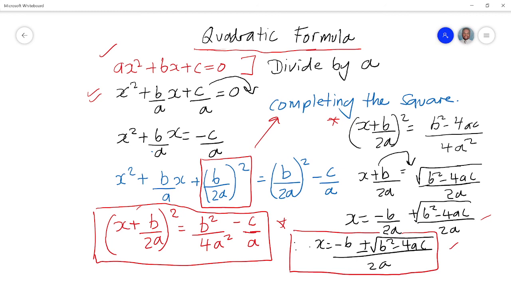over 2a. The reason why it's plus or minus is because when you find the square root of a number, the answer will be positive or negative. So if you find the square root of 25, for example, that's plus or minus 5. It's exactly the same thing.